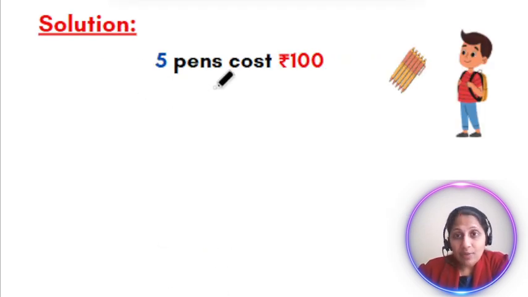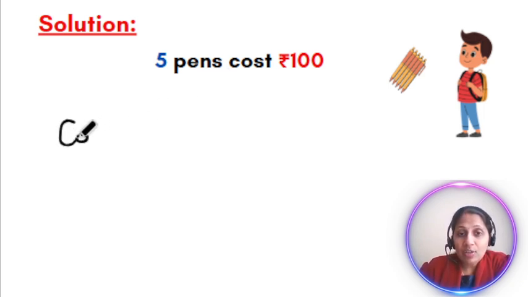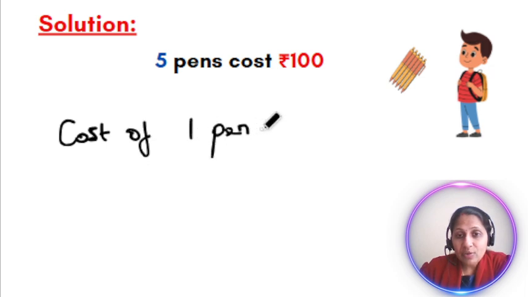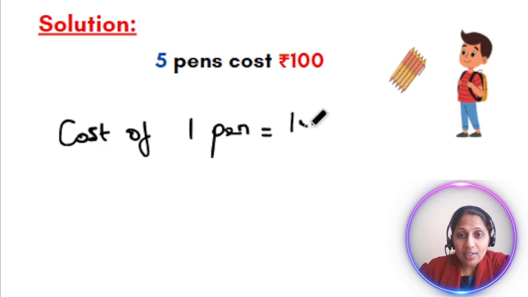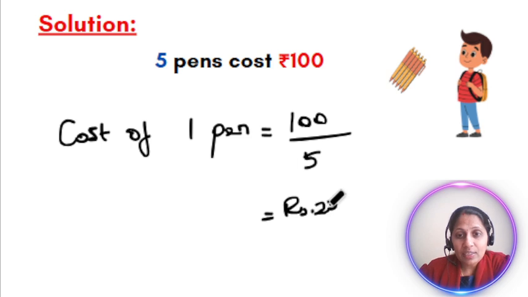So we know that we have to find the cost of 1 pen. So the second step is to find the cost of 1 pen. The cost of many is given. You have to find the cost of 1. So what operation do you need to do? Obviously division. So 100 divided by 5 gives you rupees 20.